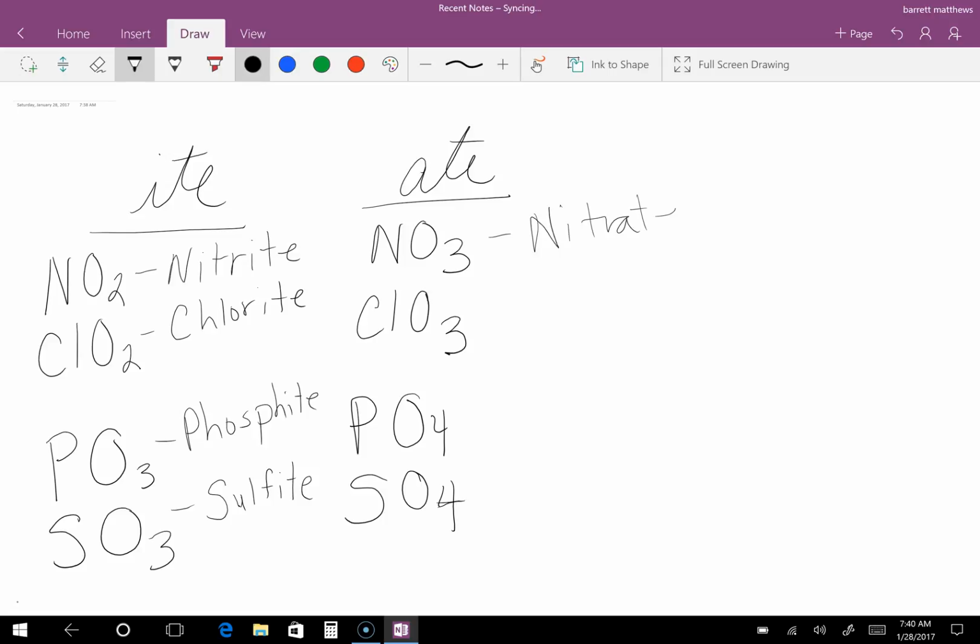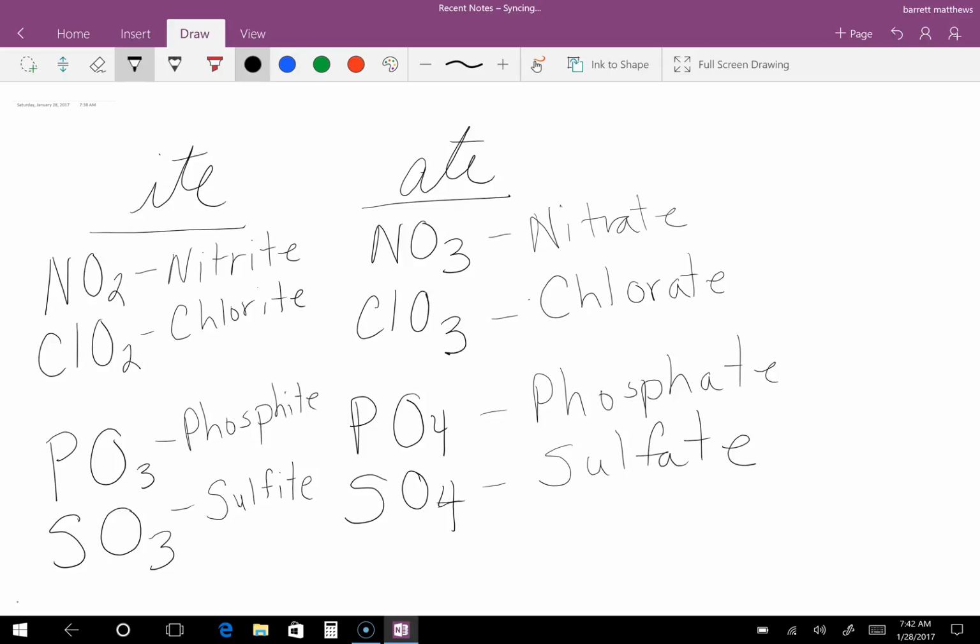Nitrate. Notice there's one more oxygen than nitrite. And here we have chlorate. Notice it is one more than chlorite. Phosphate is one more than phosphite. And sulfate is one more than sulfite.